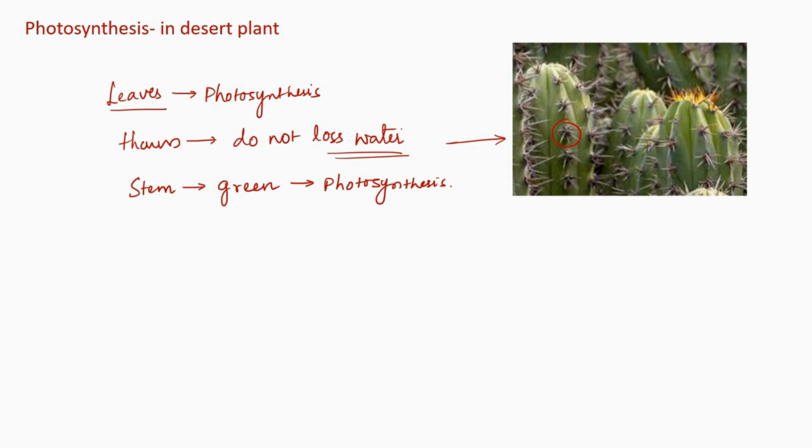Now who will do the photosynthesis? So here as you can see, the stem is green in color. So instead of leaves, the stem will do the photosynthesis and it will suffice the need of food.